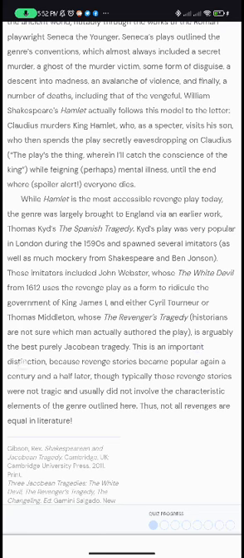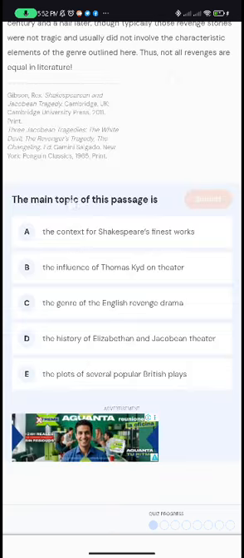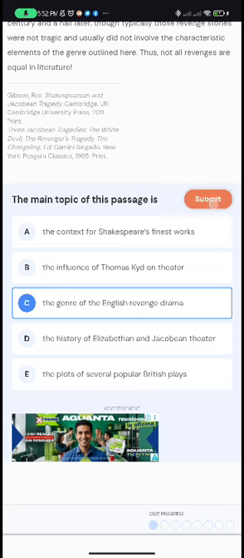This is an important distinction because revenge stories become popular again centuries and a half later. Though typically thought of as revenge stories, they were not tragedies and usually did not involve the characteristic elements of the genre outlined here. Thus, not all revenge stories are equal in literature. The main topic of this passage is the genre of the English revenge drama.